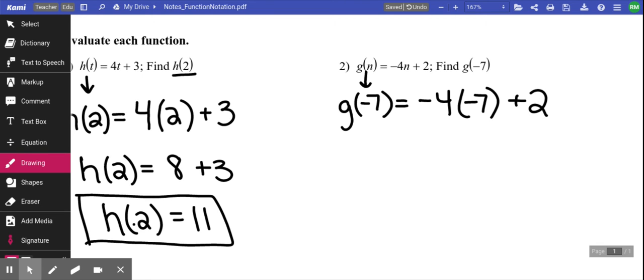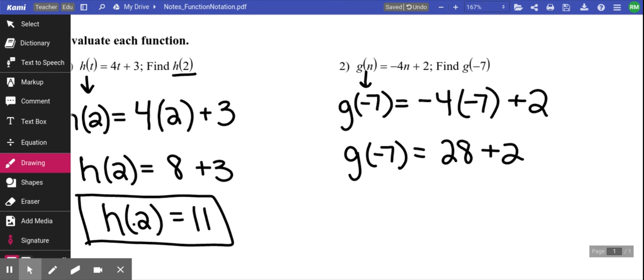Okay. Now we're going to move on. We're just copying this part down. What's -4 times -7? No, not quite. Negative times a negative is a positive. What's 4 times 7 then? That's adding. 4 times 7. 28. Good. So positive 28 plus 2.